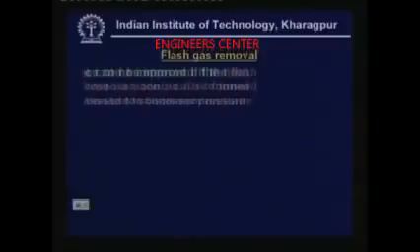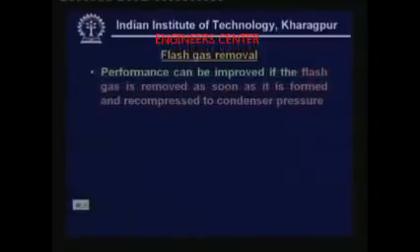So, flash gas removal. Performance can be improved considerably if the flash gas is removed as soon as it is formed and recompressed to condenser pressure. That means, let us say that you have found a way by which you are continuously removing the flash gas as soon as it is formed in the throttling device, and you are compressing it back to the condenser pressure. That will give you the best performance, because you are not allowing the flash gas to go to the evaporator. As a result, the evaporator will be operating efficiently. Okay, but unfortunately this is not possible in practice.